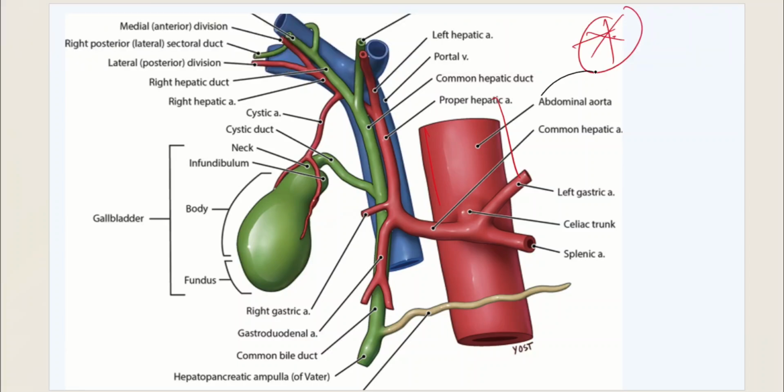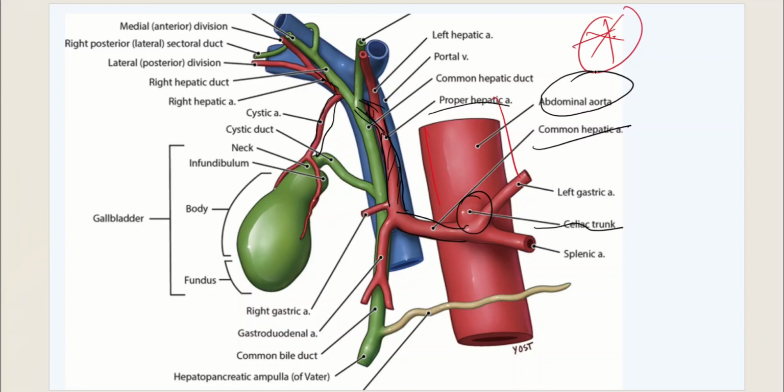So this is the abdominal aorta, and this one is the celiac trunk. From the celiac trunk, we have one big branch, that is the common hepatic artery. Now, from the common hepatic artery, the branch going above is the hepatic artery proper. This is the hepatic artery proper. From the hepatic artery proper, you can see the descending hepatic artery.